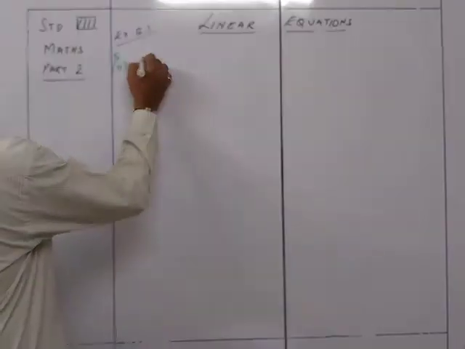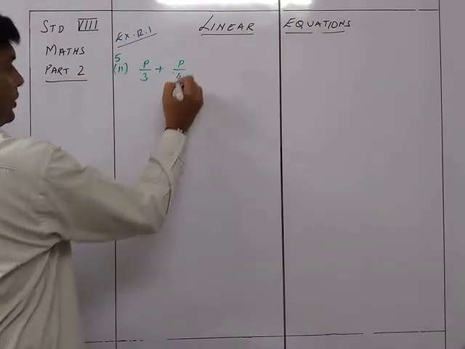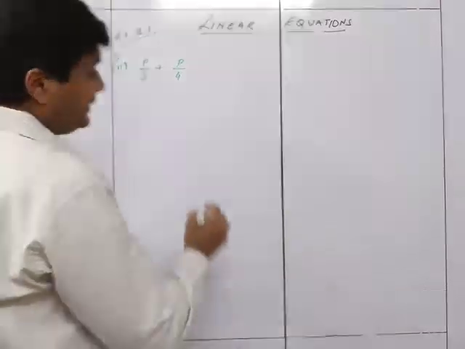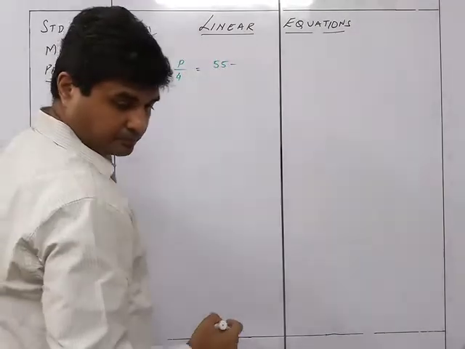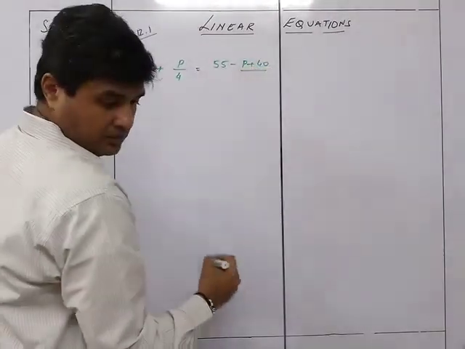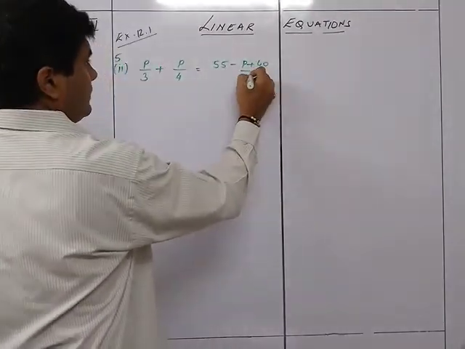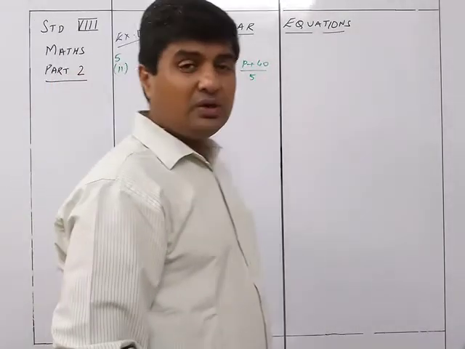The question is p upon 3 plus p upon 4 is equal to 55 minus p plus 40 upon 5. Okay, this is the question out here.